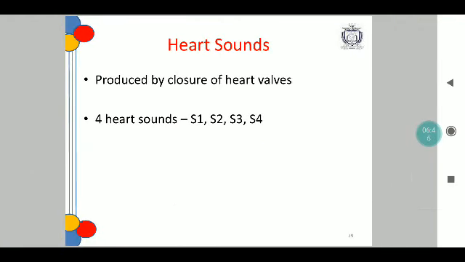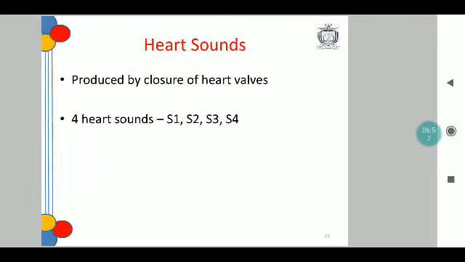Now, coming on to the heart sounds, we know that there are 4 heart sounds, namely S1, S2, S3 and S4, and they are all produced by the closure of heart valves. This is a very key concept to understand that heart sounds are produced by the closure of heart valves.